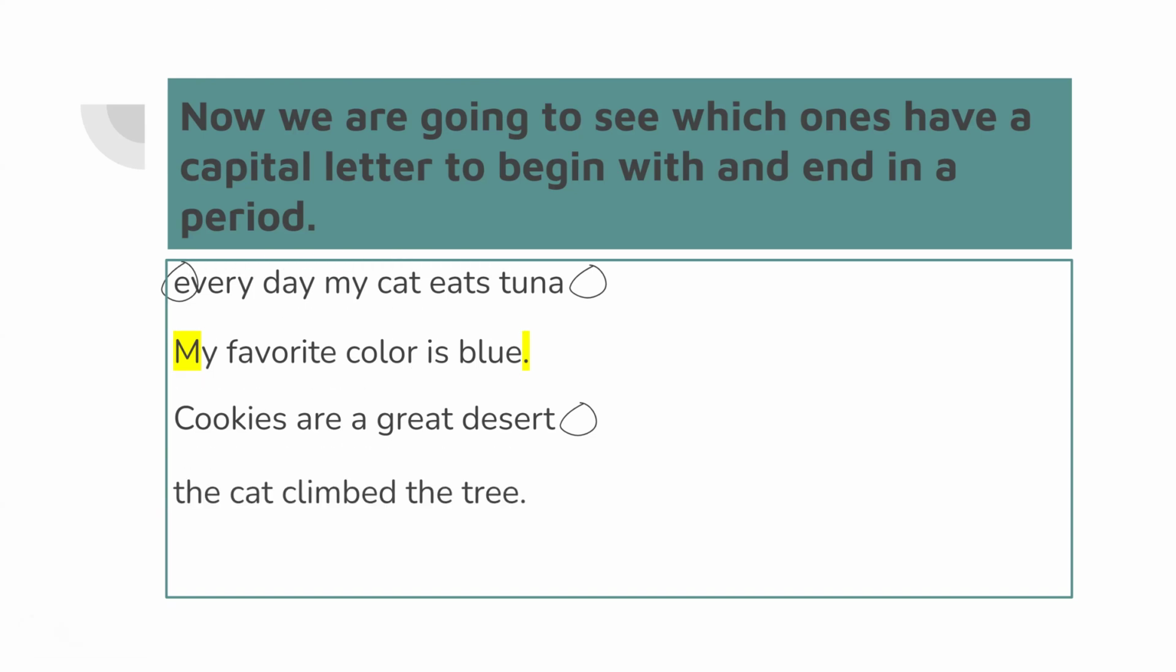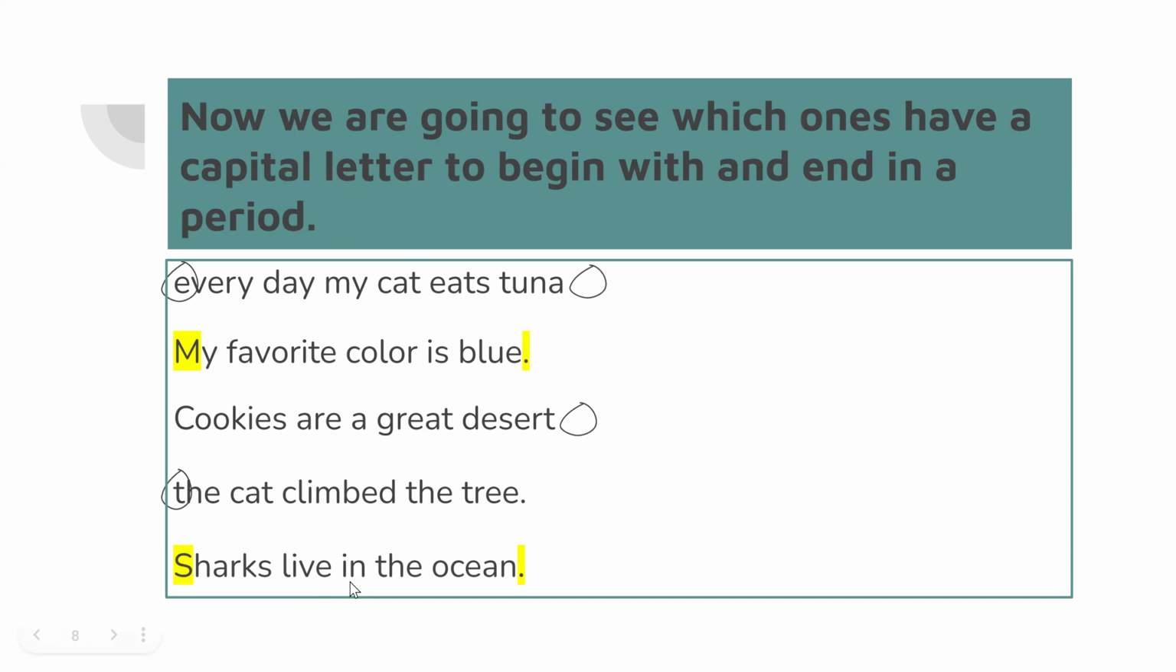The next sentence says, "the cat climbed the tree." If we look at the first letter, or the first word, we see that the very first letter of the sentence is a lowercase t. And that is not an uppercase T, it is not a capital letter, so that is something we should fix. "The cat climbed the tree," and at the very end we see that it ends in a period. So we don't need to fix or add any periods at the end of this sentence.